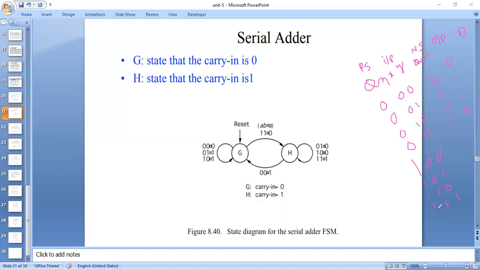So from this you can draw. For example, if the input is 0 0, it goes to state 0 and the corresponding output will be 1. And here it stays in the same state for 3 conditions, and the corresponding outputs are 0 0 1.